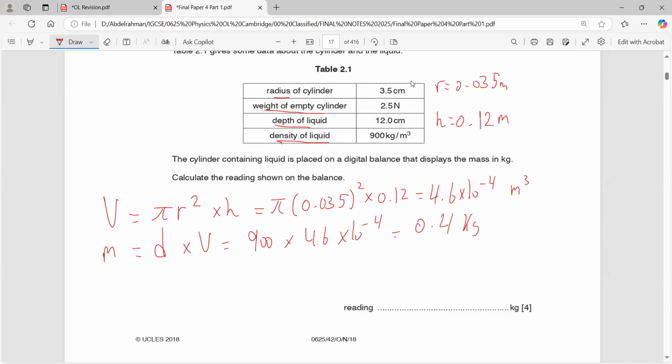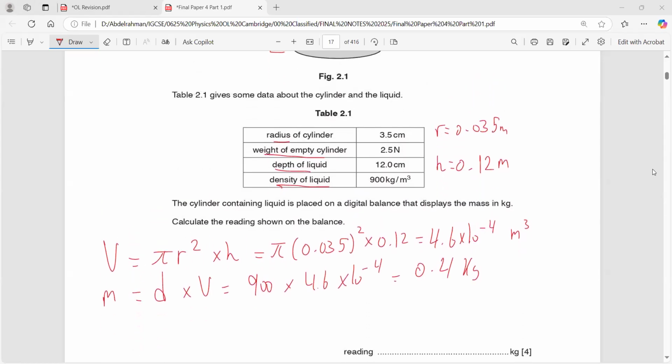Let's calculate it quickly. 0.4, great, 0.4 kilograms. So we have the final answer, it's 0.4 kilograms. No wait, what is this mass? Be careful. This is the mass of the liquid inside. I have the density of the liquid and the volume of the liquid, so this is the mass of the liquid only.